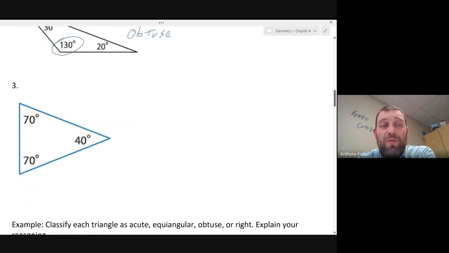All right, for number 3, I've got a 70 degree and a 40 degree angle. They are not all the exact same number. 2 of them are, but not all of them are. So looking at those, none of them are bigger than 90 degrees, and none of them are exactly 90 degrees. Because of that, this is going to be an acute triangle.